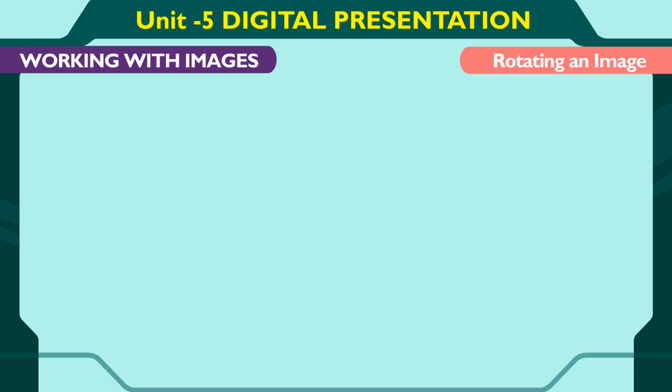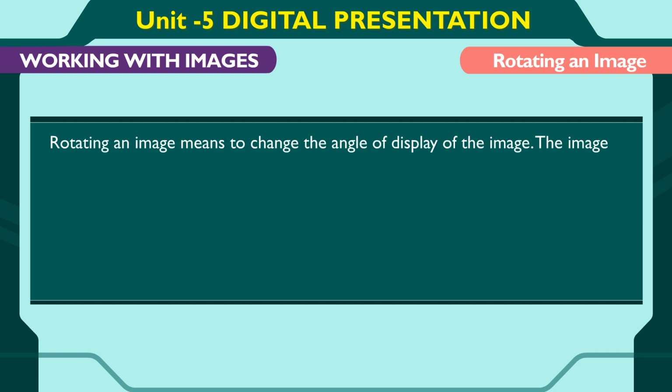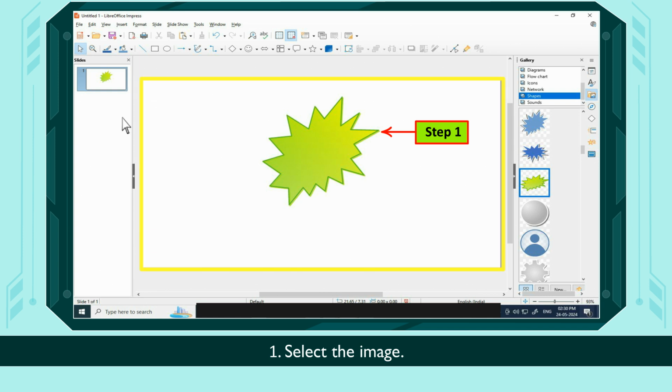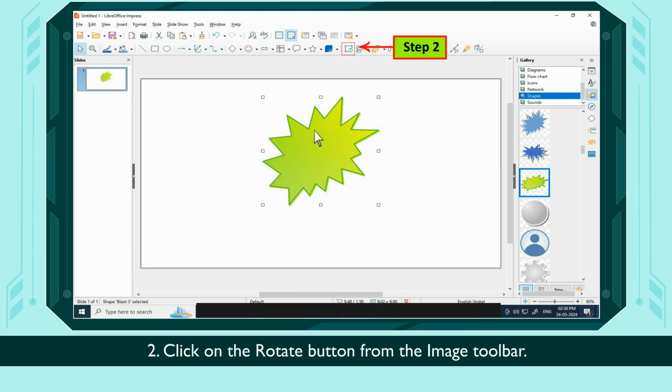Rotating an image. Rotating an image means to change the angle of display of the image. The image can be rotated in any direction using the rotate icon. Follow the given steps to rotate an image. 1. Select the image. 2. Click on the Rotate button from the Image toolbar.